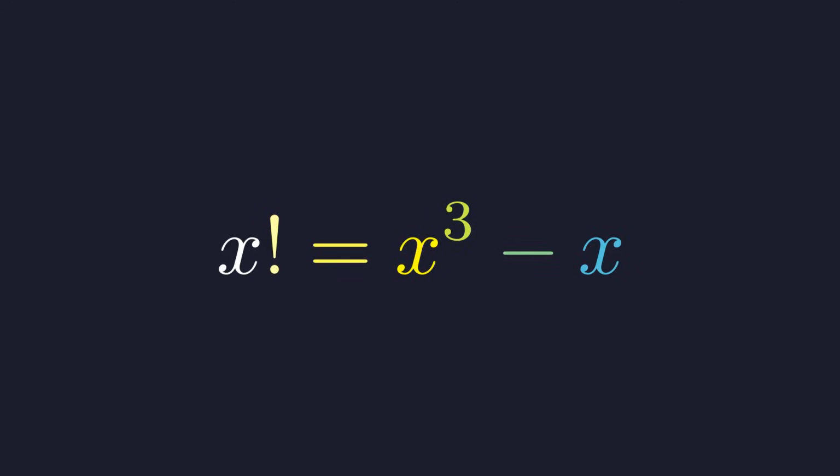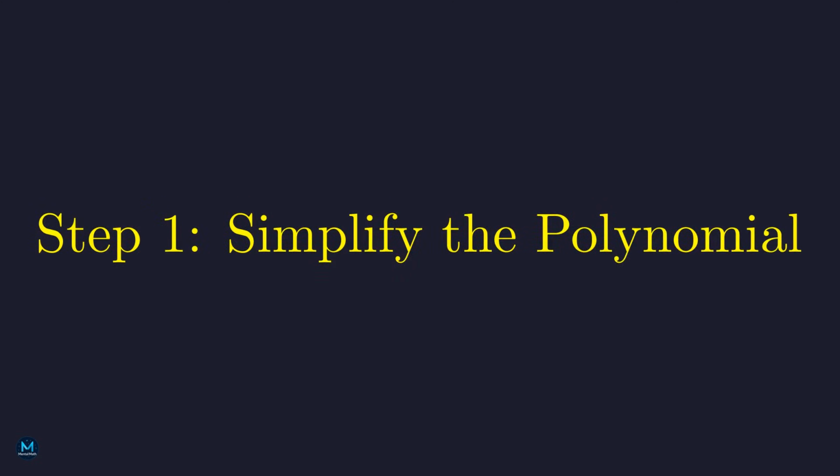Here's an interesting puzzle. We need to find the value of x, where x factorial equals x cubed minus x. Mixing factorials with polynomials is unusual, so let's see what we can do. The right side of this equation has some structure we can work with. Let's factor it.